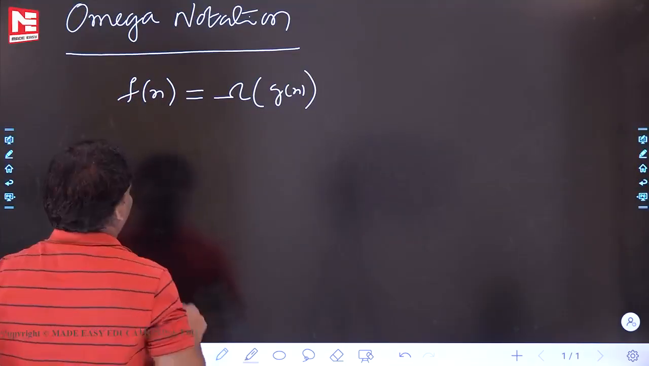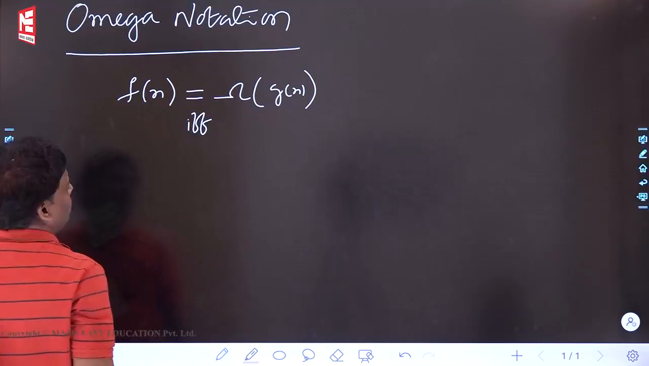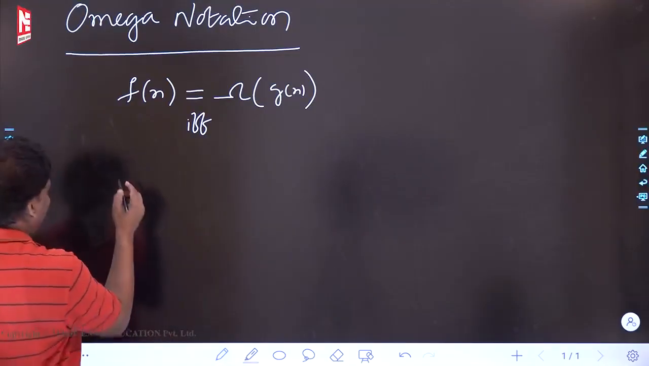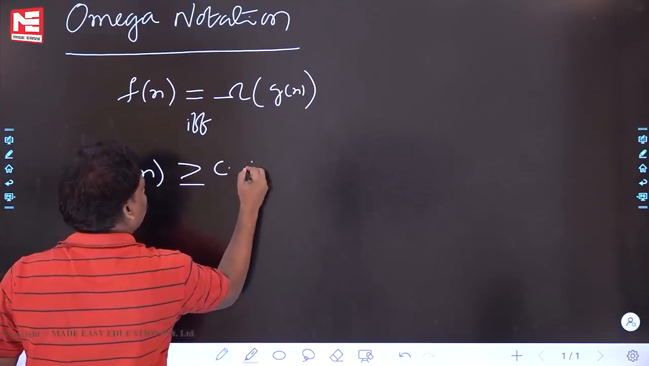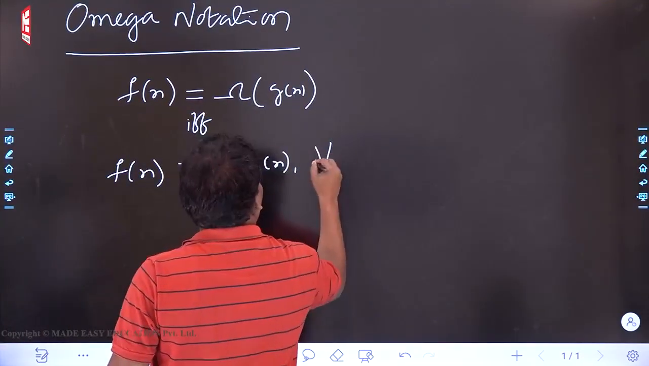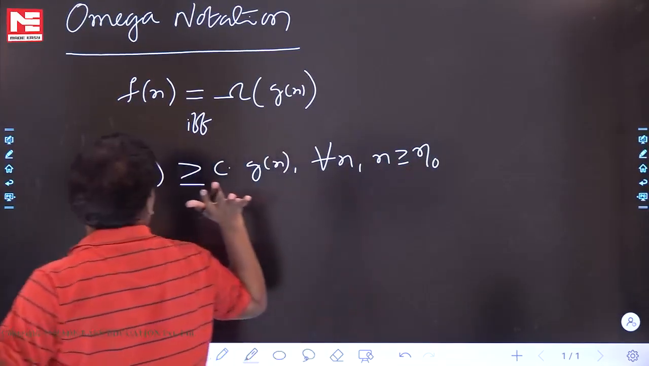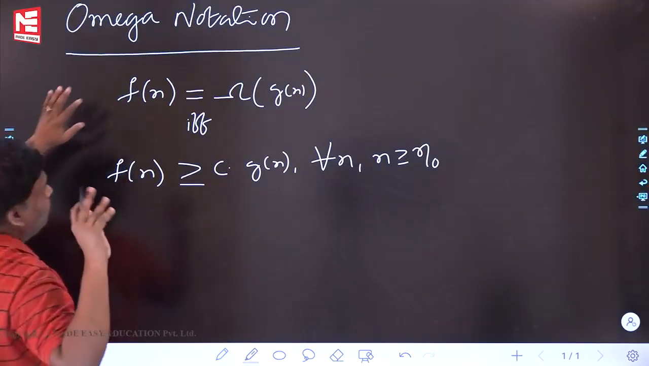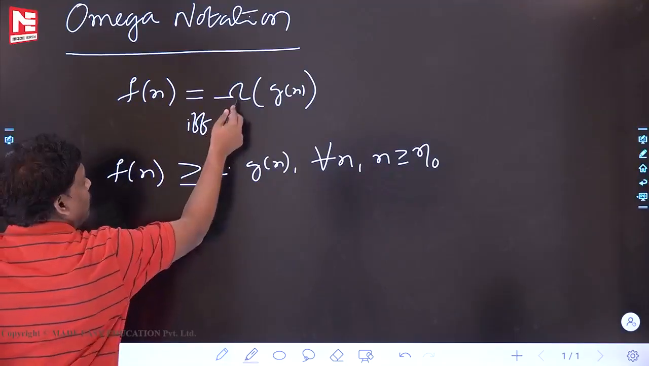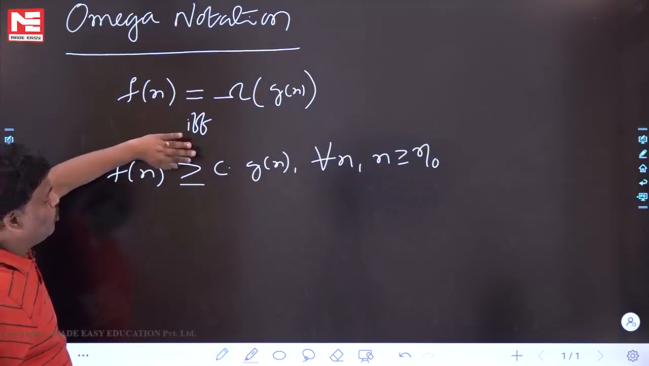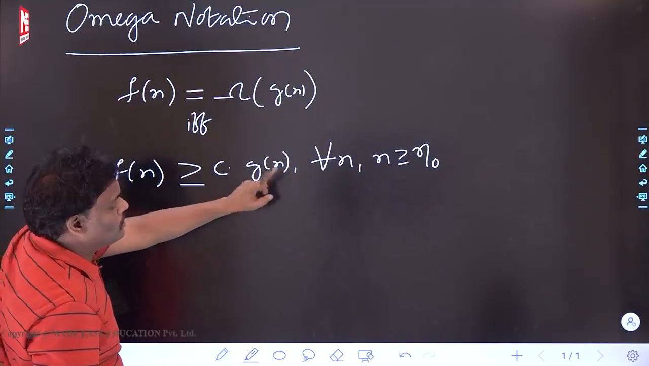Let's check here. F of n equal to omega of g of n if and only if... What is the definition? You know very well. F of n greater than or equal to some c into g of n, for all n where n is greater than or equal to n0. It is the definition. Same thing, as it is, right? Big O and omega have the same definition. In big O, it is less than or equal to. In omega, it is greater than or equal to. If and only if, both directions will work, for all n where n is greater than or equal to n0.